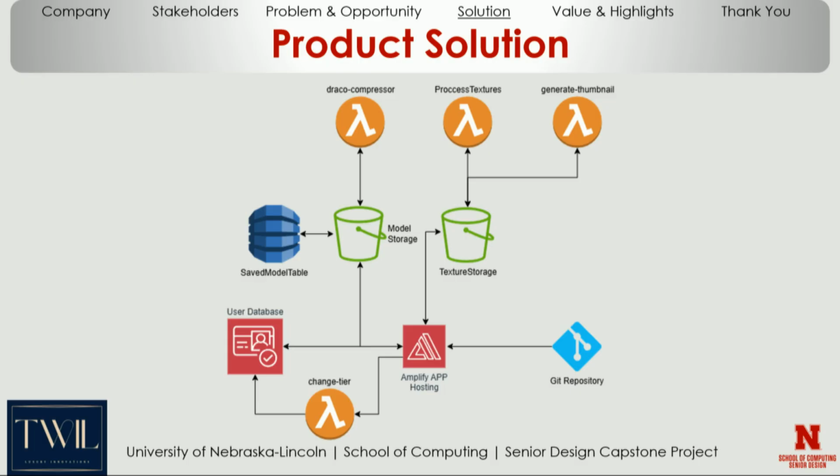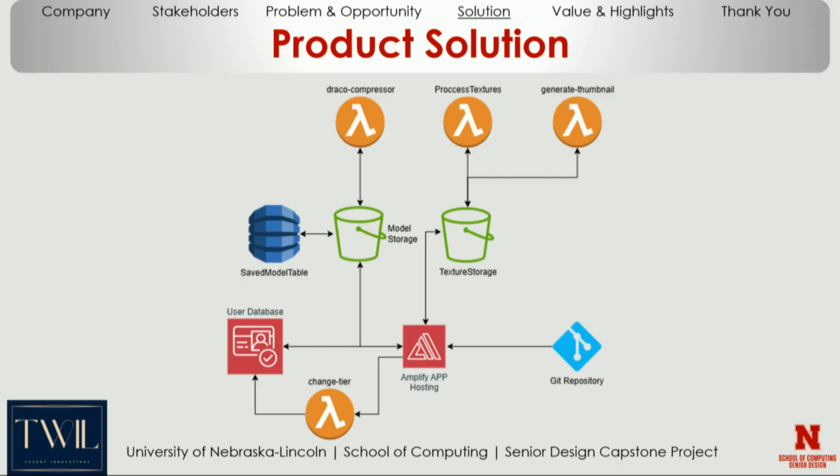So we have a little architecture diagram here. At the bottom, you can see our Amplify app, which is the base of our project. Then we have our texture storage bucket, which goes to two of our Lambda functions: process textures and generate thumbnail. Anytime a texture is uploaded, it goes through those Lambda functions, which parse through each of the maps to make sure it's applying realistically, and then generate a thumbnail for each of them.